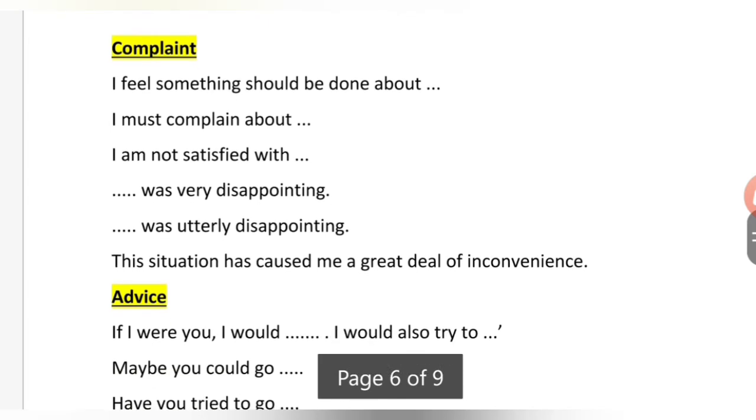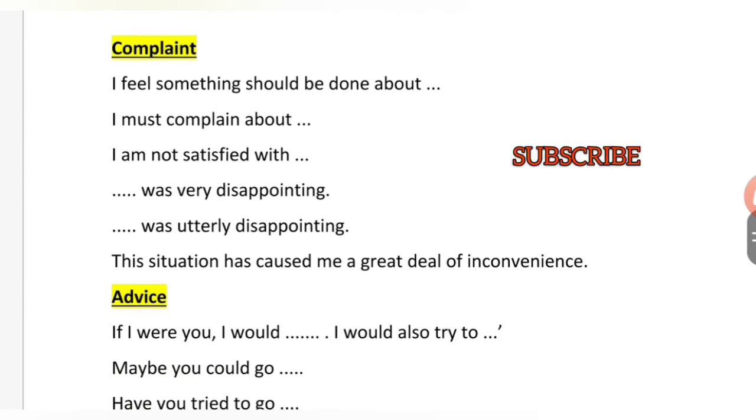Then for complaint: I feel something should be done about. You can state what should be done. I must complain about. I'm not satisfied with. If you have introduced a topic and now you are explaining your problem, then you can specify what you are dissatisfied with. Dash was very disappointing, or was utterly disappointing. This situation has caused me a great deal of inconvenience.